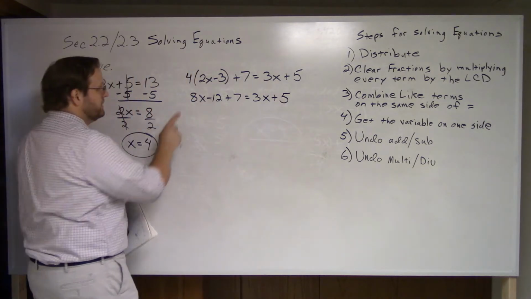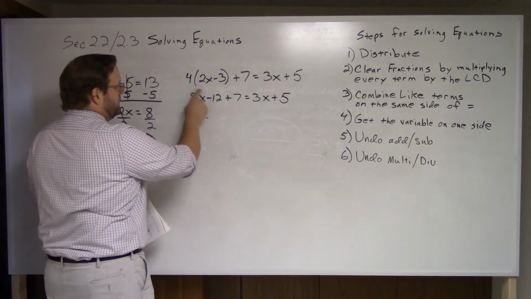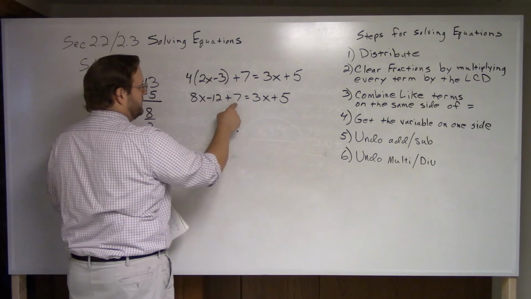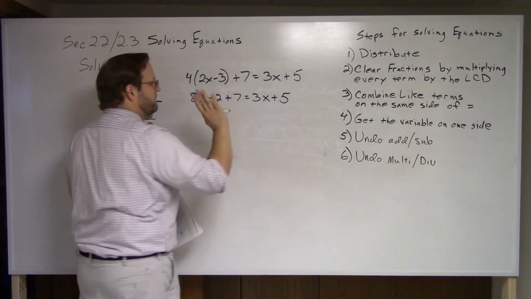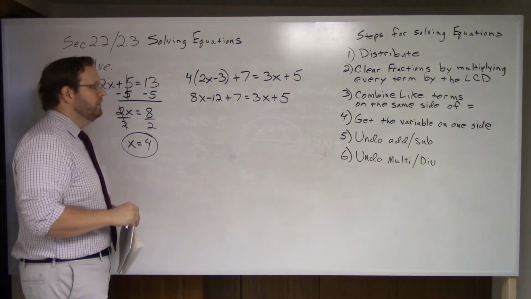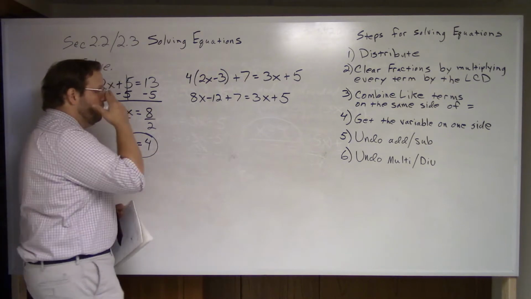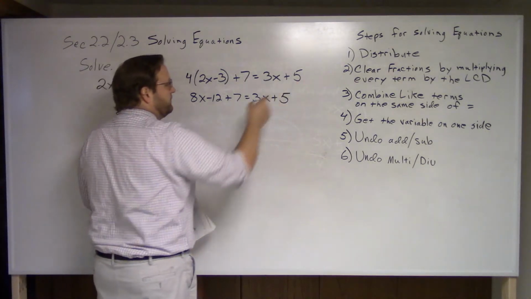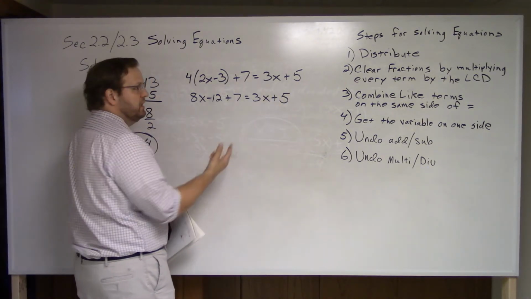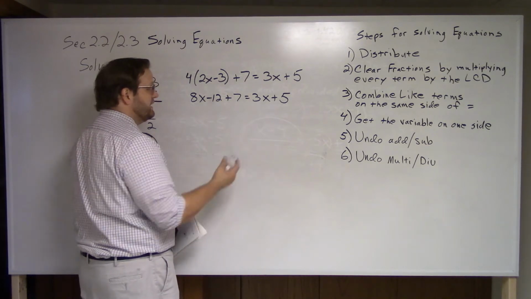And like I said, I'm going to check. 8x, negative 12, 7 coming down, 3x, 5. We're good to go. Okay. Next, what we're going to do is clear fractions, but there are none. Combine like terms on one side of the equal sign at a time.